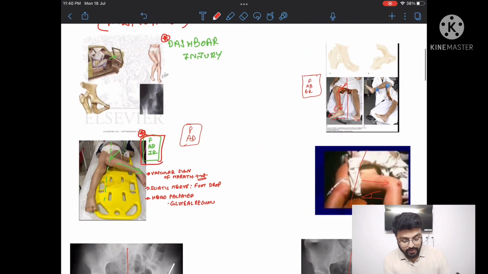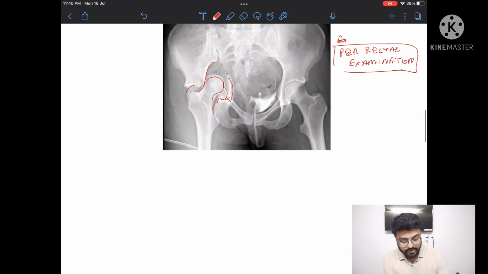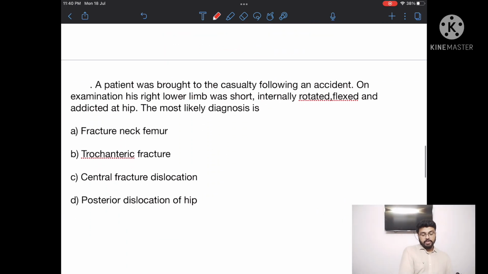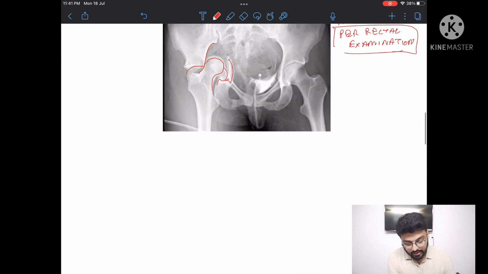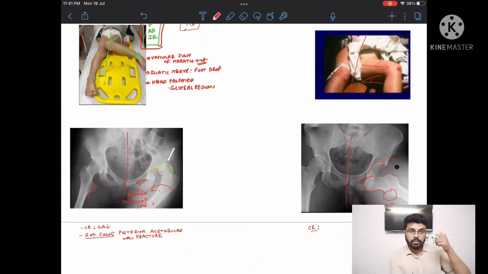Okay, and we'll just discuss some questions related to dislocation. So first is, a patient was brought to the casualty following an accident. On examination, his right lower limb was short, internally rotated, flexed and adducted at hip. The most likely diagnosis is posterior dislocation of hip. So it is internally rotated, it is flexed, it is adducted, and it is short. Yes, it will be short because look, the head has gone upwards, behind and upwards. So this leads to limb shortening.